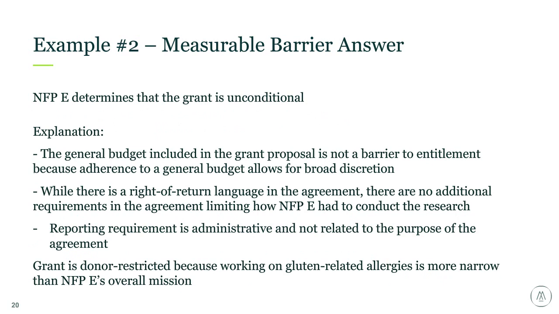Again, this has been determined to be a non-exchange transaction, so would it be considered conditional or unconditional? NFPE determines that this grant is unconditional. There is no measurable barrier. The budget is not considered a barrier because adherence to a general budget allows for broad discretion. There is a right of return, however, there are no other requirements limiting how NFPE had to conduct the research. The reporting requirement is considered administrative and not directly related to the purpose of the agreement. Do note that this grant is with donor restrictions because working on gluten-related allergies is more narrow than the overall mission of the organization.